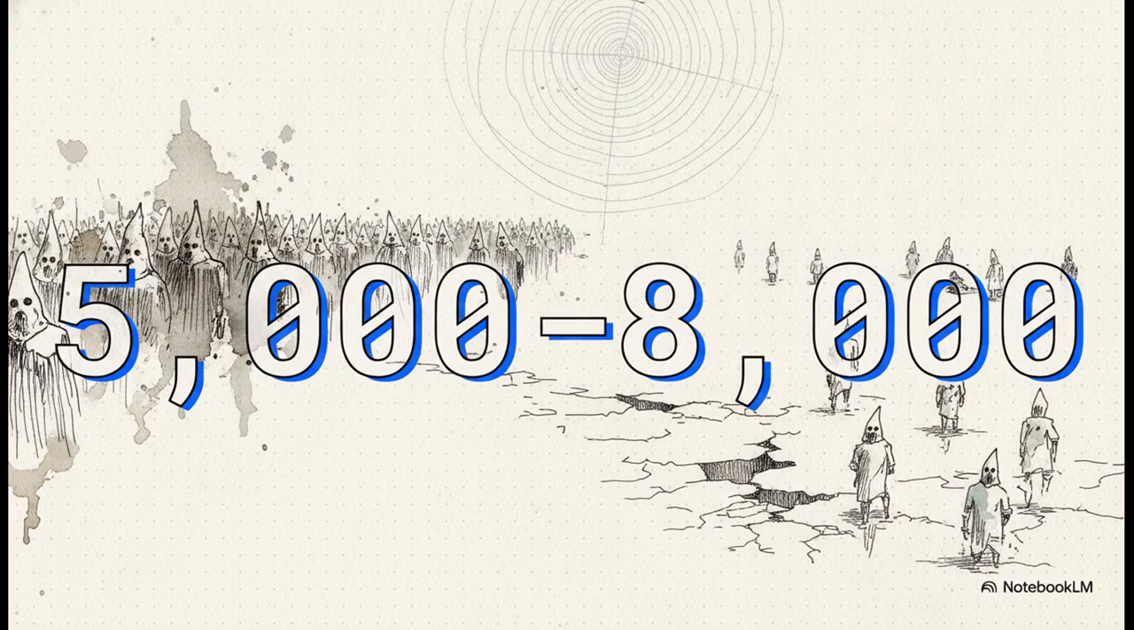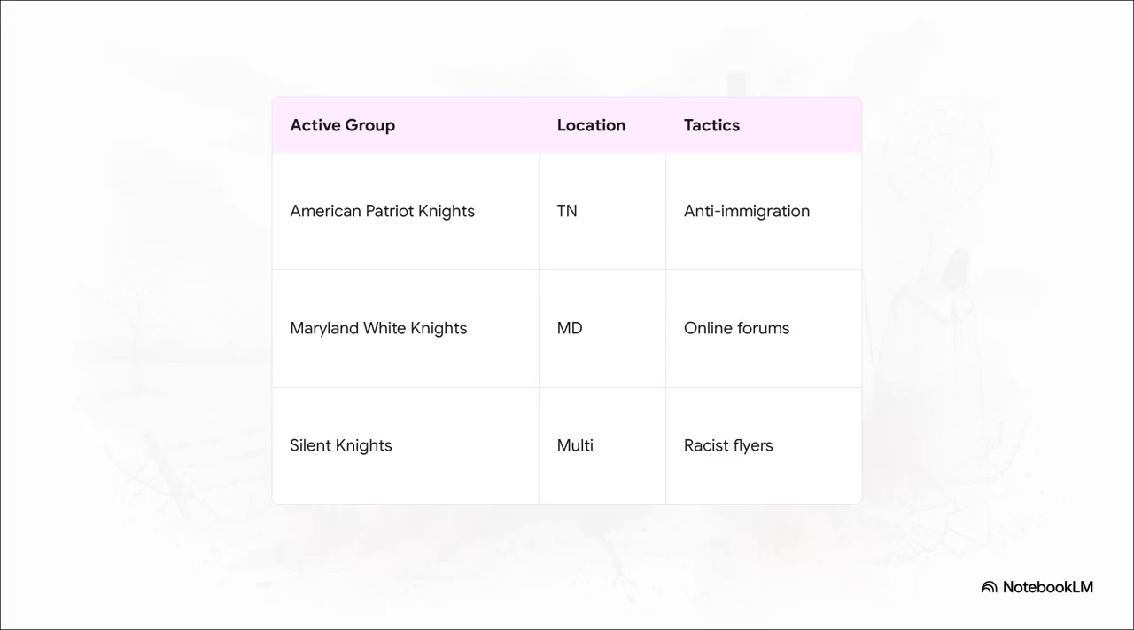Obviously, any number of hate group members is too many, but that is an undeniable, massive decline in their strength over the last century. And today, they are absolutely not a unified national force anymore. Right now, they're just a severely diminished, constantly infighting network of isolated splinter groups. You've got factions like the American Patriot Knights in Tennessee focusing on local anti-immigration recruitment, the Maryland White Knights doing most of their recruiting in sketchy online forums, and the Silent Knights dropping anti-Semitic flyers across a few states. They're constantly feuding with each other, splitting up, and frantically trying to rebrand just to stay relevant in modern extremist circles.